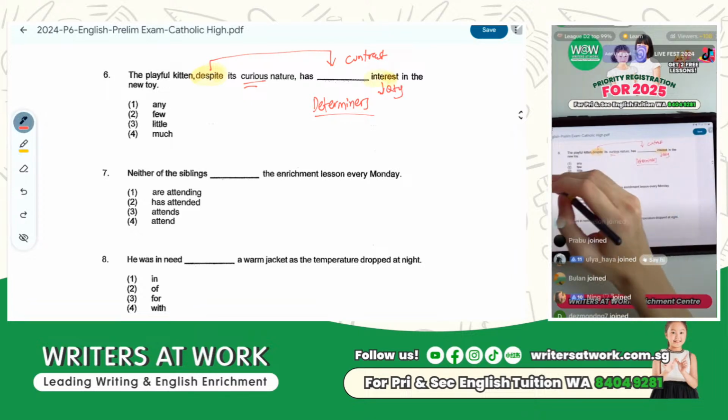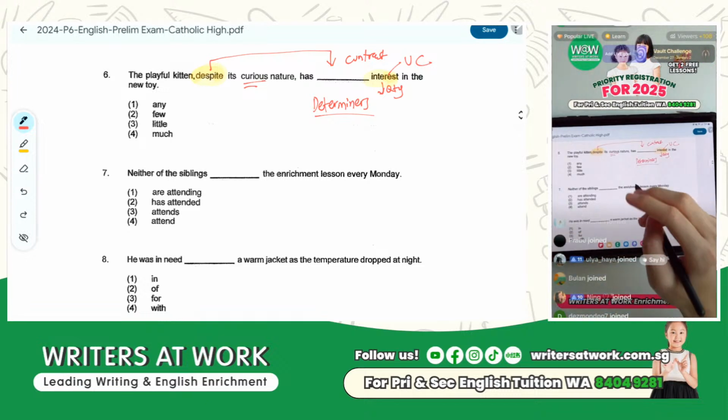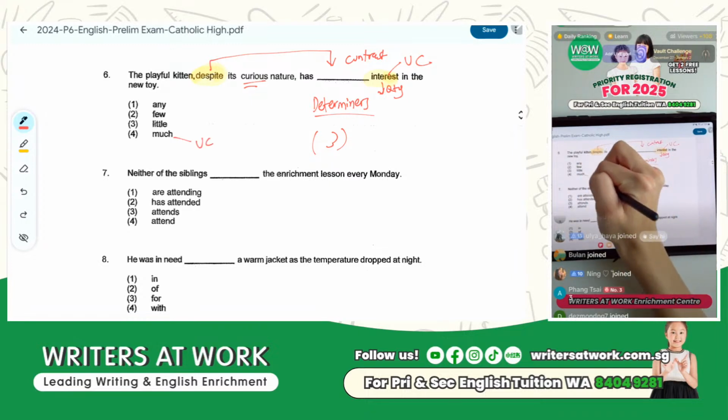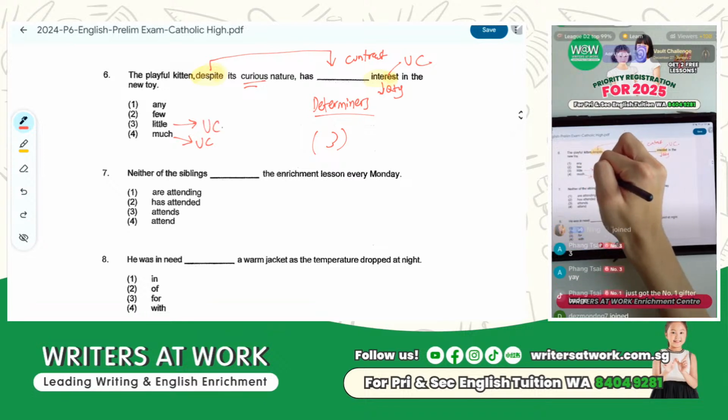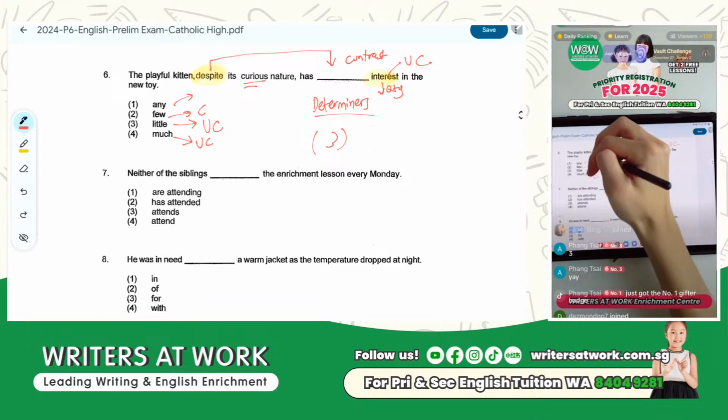Next thing we observe is interest, which is uncountable. So in this case here, low quantity, uncountable, the answer is number 3. It has little interest. Yes, very good, Fang Sai. Now let's take a look at the other options as well. Much here is uncountable. He put in much effort in his homework. Okay, next, little, as mentioned, is uncountable. Few is countable. There are a few pens in my drawer. Okay, any here shows that there is no specific quantity.